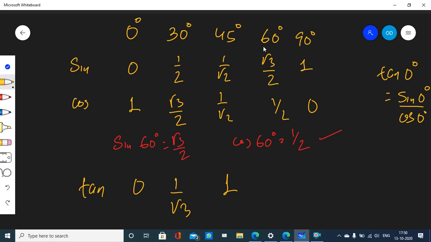Tan 60 degree is what? Sin 60 degree by cos 60 degree. Root 3 by 2 divided by 1 by 2, so root 3. And what is tan 90 degree? Who can tell me? Not defined.